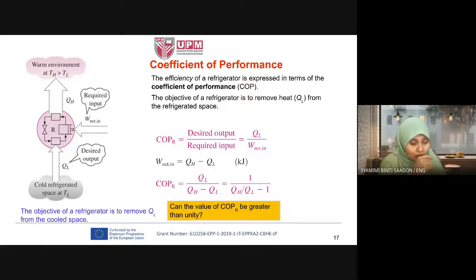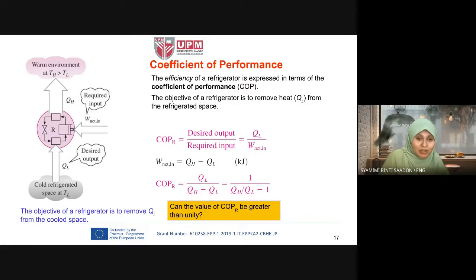COP is coefficient of performance. The definition is still the same: desired output over required input, like thermal efficiency. Except that here for a refrigerator, our desired output is what? We want the cold refrigerated space, the cold temperature. So that is our desired output for a refrigerator or for an air conditioner.